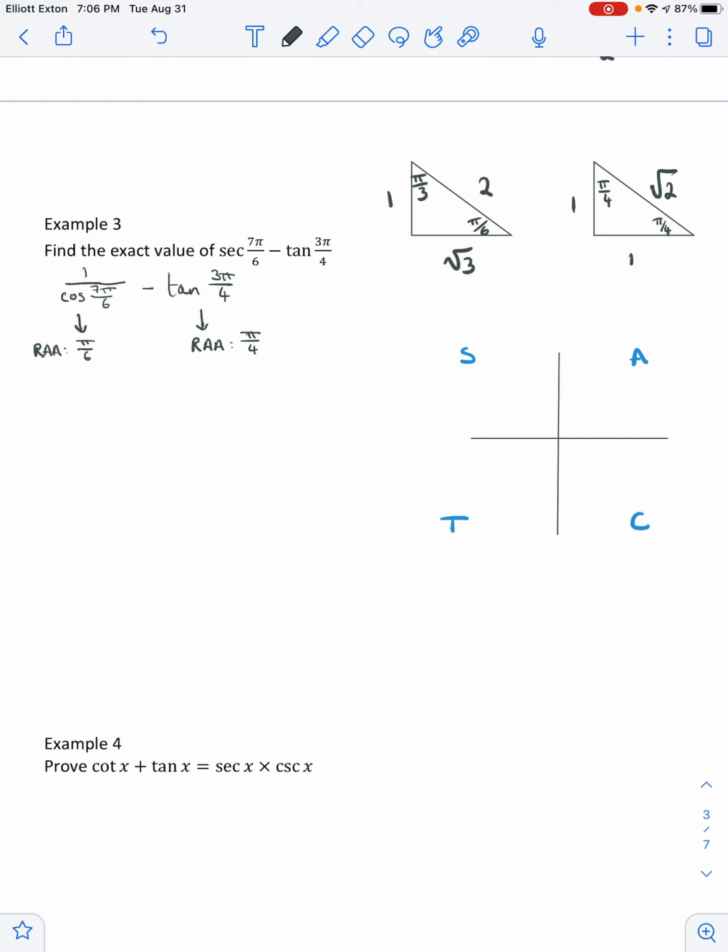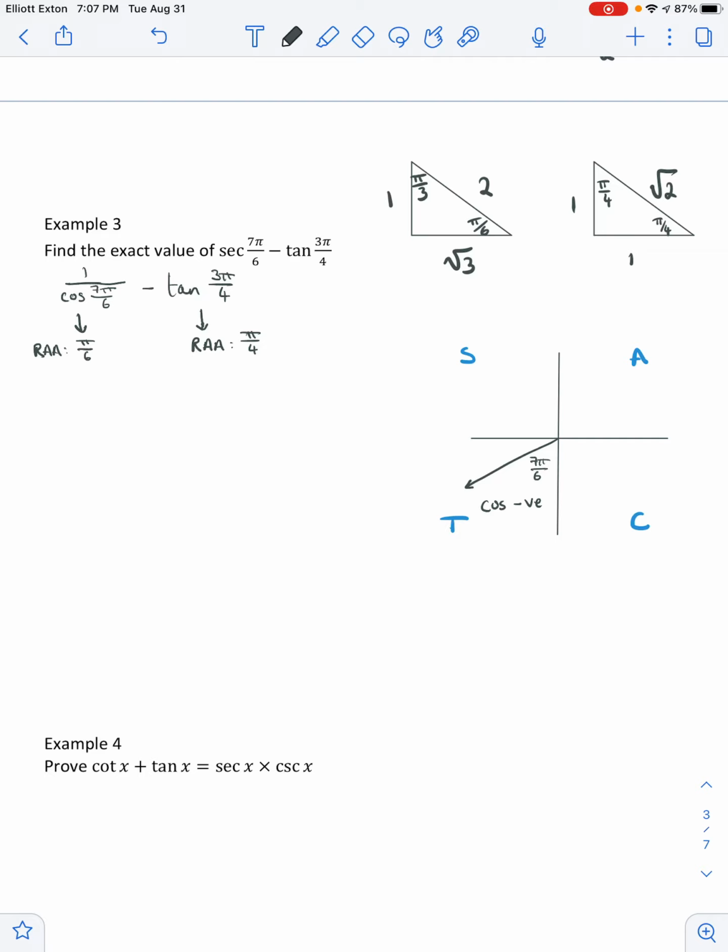Now, we do need to make sure we're putting these in the right quadrant. So let's first look at this 7 pi over 6. 7 pi over 6 is in quadrant number 3. 7 pi over 6, and the relative acute angle will be pi over 6 coming from the x-axis. And here, this is cos. So here we do need to remember that cos in this quadrant is going to be negative. So if we're taking cos of pi over 6, then 7 pi over 6 will be the negative of that.